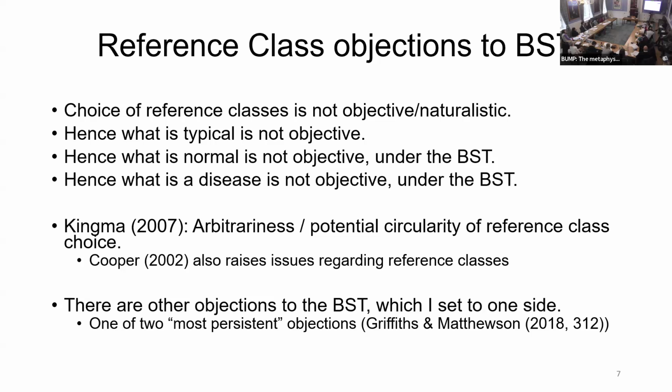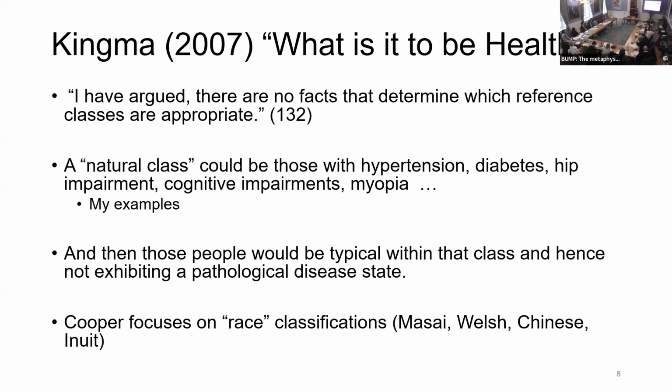So I'll say a bit more about Elsen's objection. This is from "What It Is to Be Healthy." This is a really strong claim, I take it. I've argued that there are no facts that determine which reference classes are appropriate.